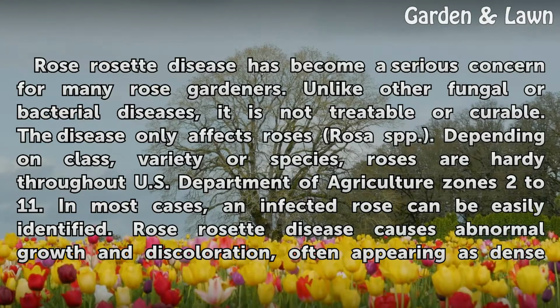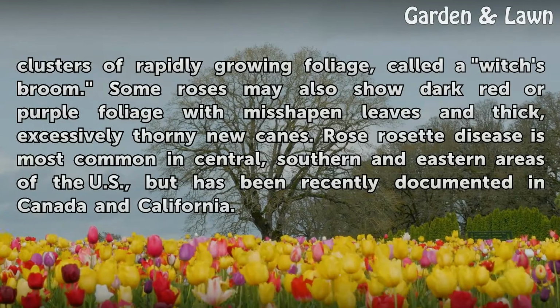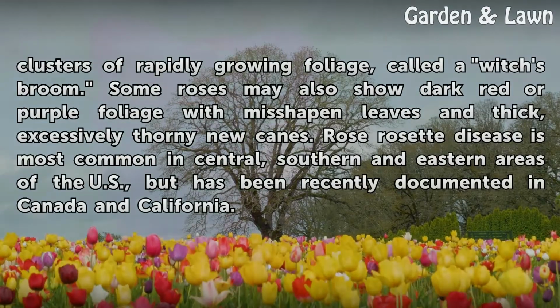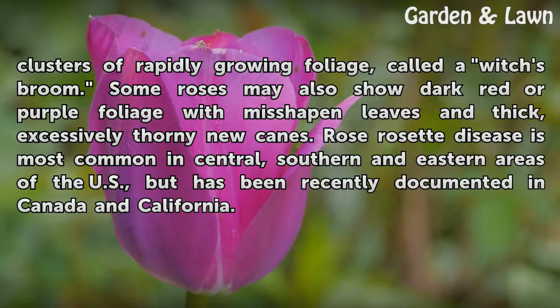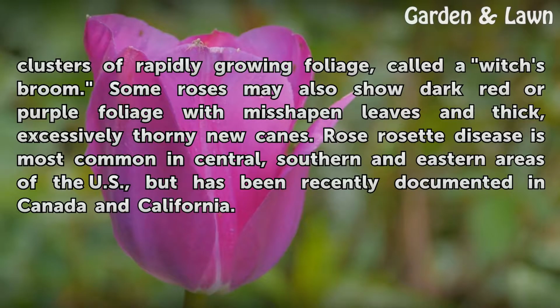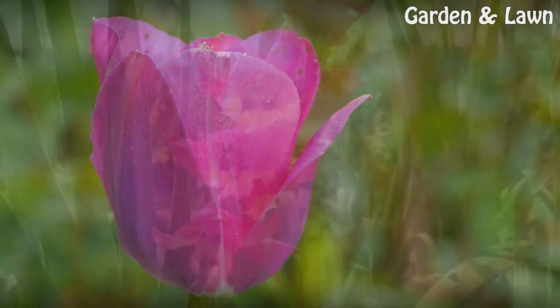Rose Rosette disease causes abnormal growth and discoloration, often appearing as dense clusters of rapidly growing foliage, called the witch's broom. Some roses may also show dark red or purple foliage with misshapen leaves and thick, excessively thorny new canes. Rose Rosette disease is most common in central, southern and eastern areas of the U.S., but has been recently documented in Canada and California.